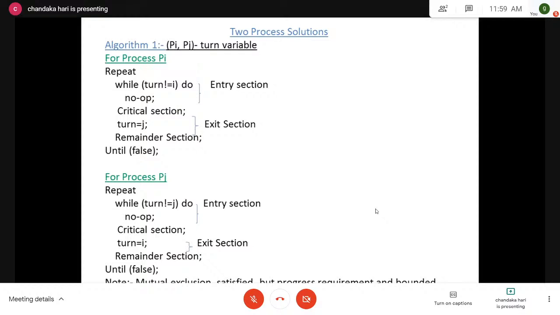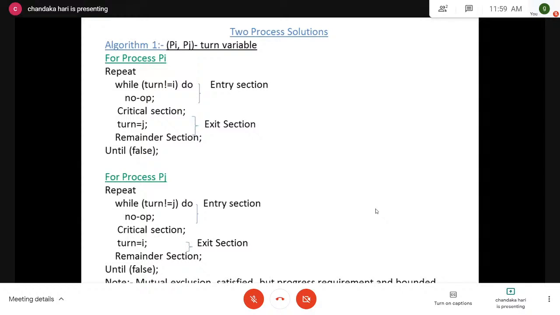Now, similarly for process Pj, if it wants to enter into the critical section, first of all it checks whether turn is equal to j or not. If it is not j, then it performs no operation, which implies you are not allowed to enter into the critical section, because at the moment process Pi is executing in its critical section. After completion of that, you give turn equal to i, giving an indication to Pi: come on, you are allowed to enter into the critical section. And the remainder section can be executed at any moment of time.